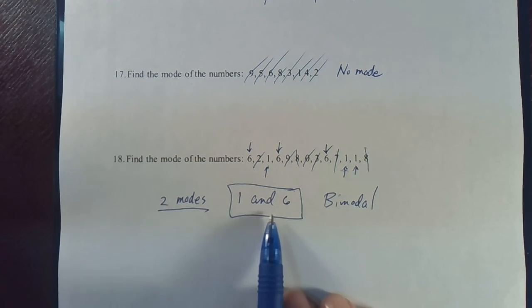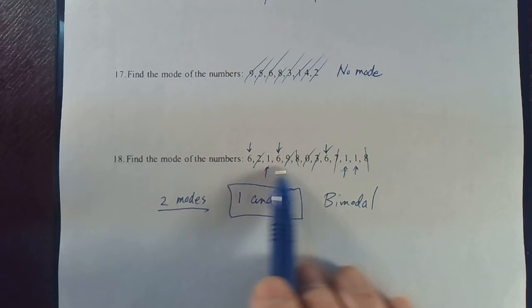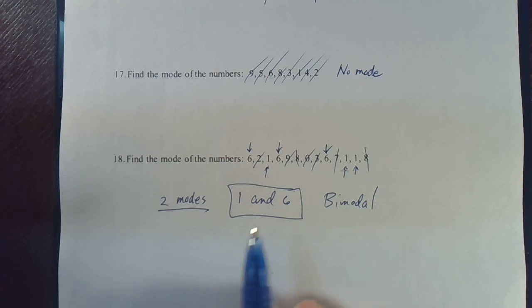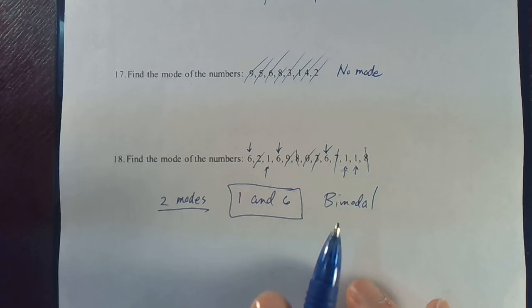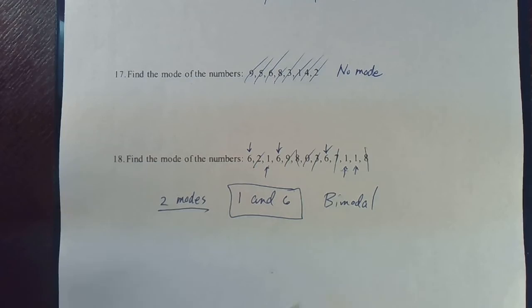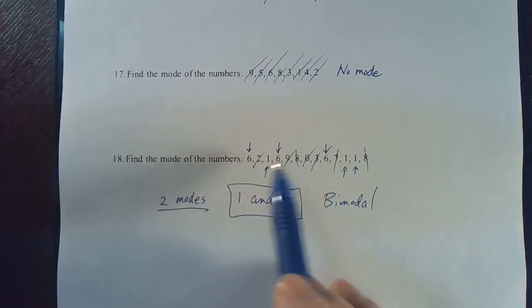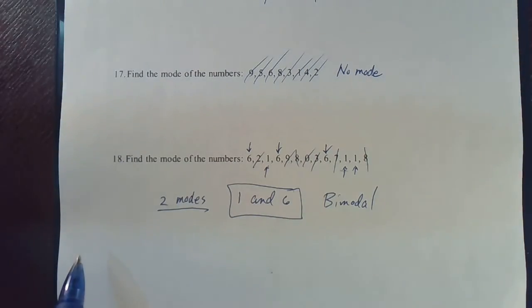And I guess you could do the same thing with trimodal if you had 3 modes, if 3 different numbers showed up 3 times. But after you get that many, the mode becomes less meaningful. So we really only care about it when you have just 1 or 2 modes typically. So again, the mode is just the number or numbers that show up the most frequently, with the highest frequency in the list.